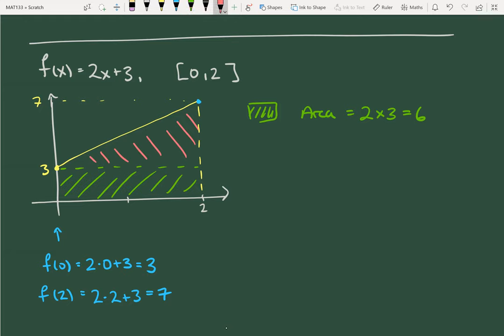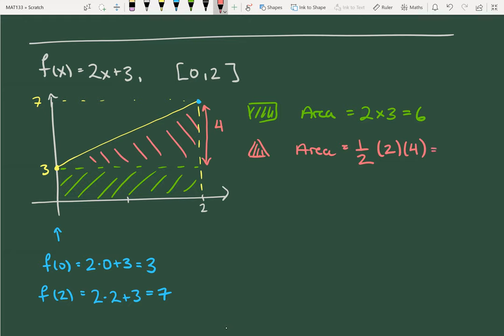And then the red part is a triangle. And that's going to be 1/2 times the base, which is 2, times the height. Now, you be careful here, right? It's easy to make a mistake. The height of this triangle here is 4, right? Don't accidentally write down 7 because we're not going all the way to the bottom, right? We're going from 3 to 7.